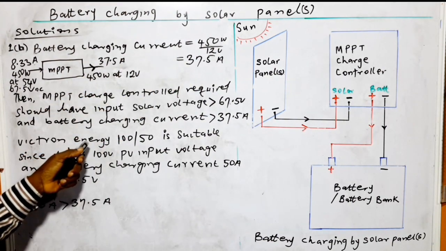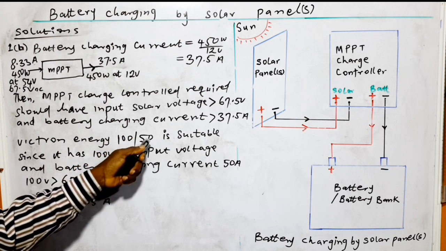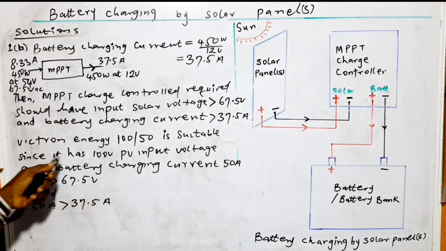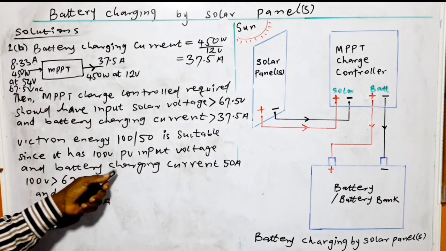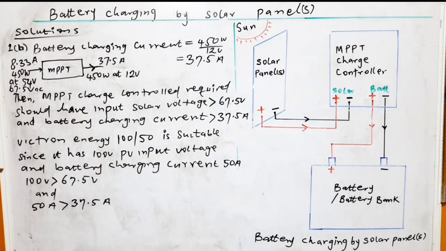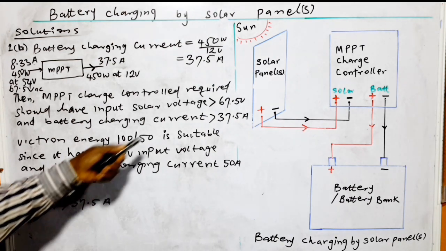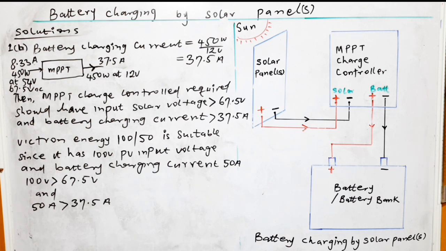So we cannot just choose the exact value. So a Victron energy 100/50 is suitable, since it has 100 volts PV input voltage and battery charging current of 50 ampere. So 100 is greater than the open circuit voltage of the solar panel array, and then 50 ampere is also greater than the charging current. And that is the end of question 1, or solution to question 1.